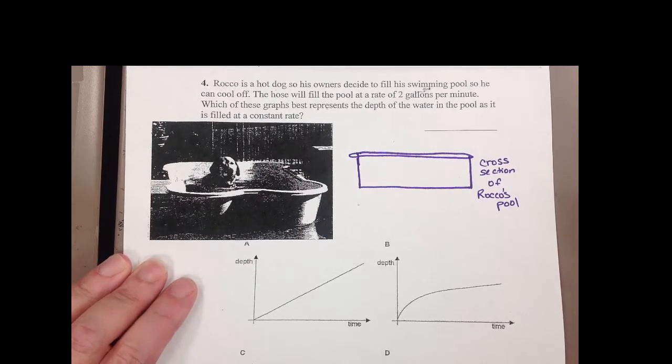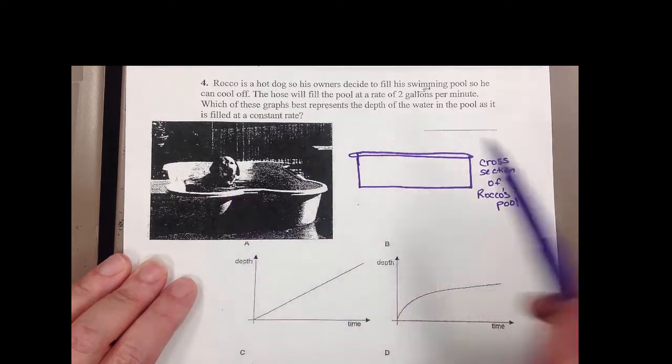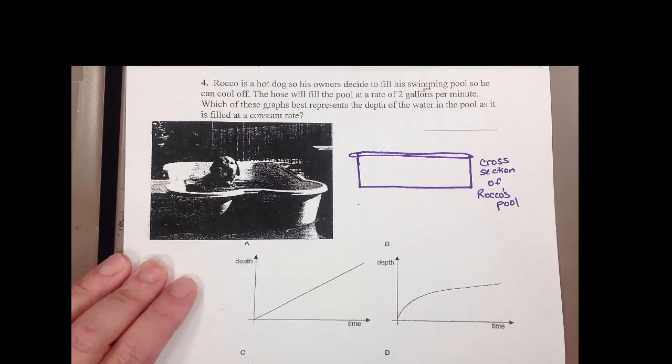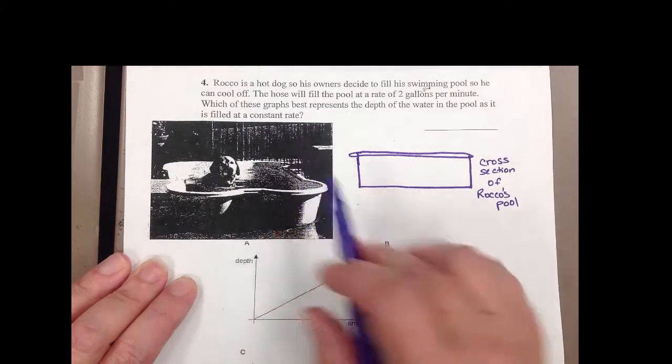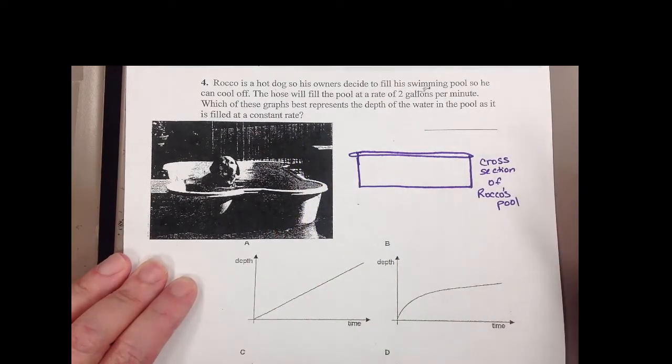So in this problem, we have Rocco right here in the pool. It says Rocco is a hot dog, so his owners decided to fill his swimming pool so he can cool off. The hose will fill the pool at a rate of 2 gallons per minute. Which of these graphs best represents the depth of the water in the pool as it is filled at a constant rate? So constant rate tells us the amount is going in always at the same amount out of the hose. Okay, so it's 2 gallons per minute for every minute that the hose is on.